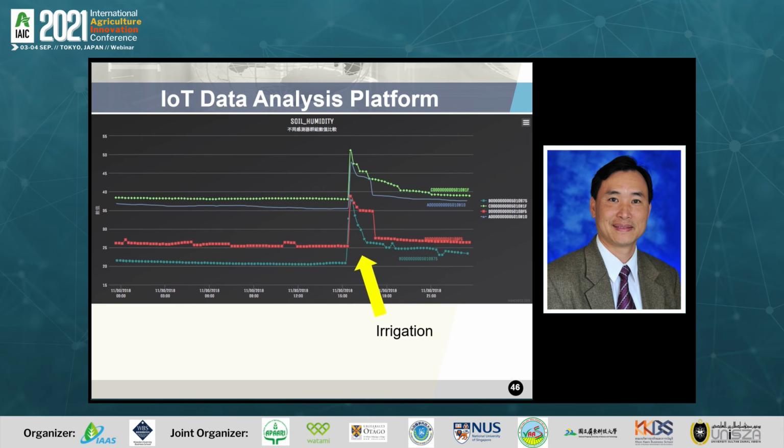And also for the soil humidity, we can analyze that as long as we irrigate, the soil humidity will increase very fast. So we can analyze the data and control all the necessary events in the future, for example, for the fertilization and for the irrigation.